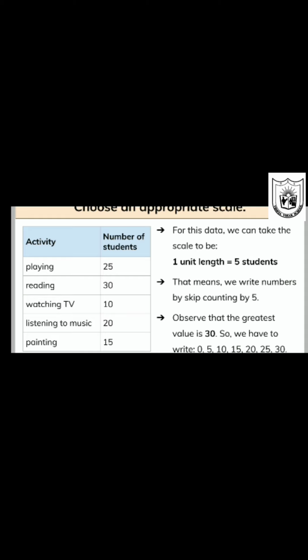So it will start from 0. Now we are not going to write 1, 2, 3, 4, 5, 6, 7, 8, 9, 10, 11, 12, 13, 14 till 30 because it's going to be long. This is a bar graph with large numbers. So when we are representing large numbers, we take the scale, and the scale is 1 unit length is equal to 5 students. So 0, 5, 10, 15, 20, 25, 30. The greatest number is 30.